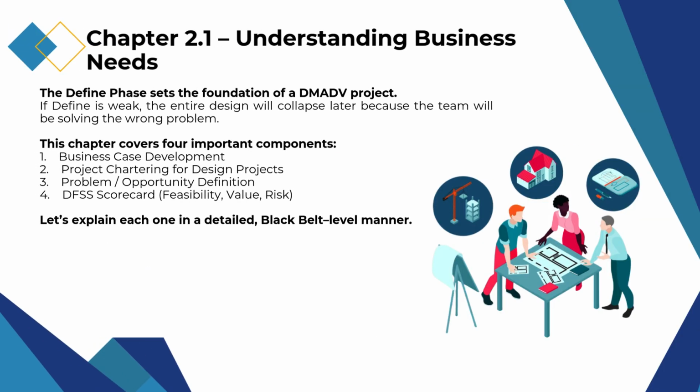Chapter 2.1 explains that the define phase lays the foundation of a DMADV project, and if it is done poorly, the entire design effort can fail because the team may end up solving the wrong problem. So this chapter focuses on four critical components: business case development, project chartering for design projects, clear problem or opportunity definition, and the DFSS scorecard covering feasibility, value, and risk, each of which is explained in detail at a black belt level to ensure the project is strategically sound and correctly framed from the start.